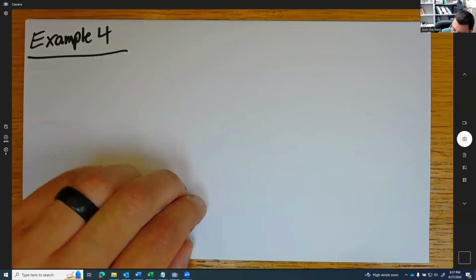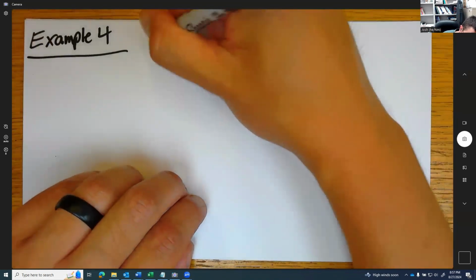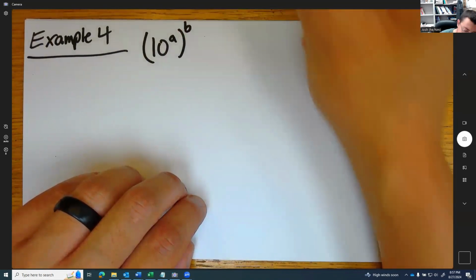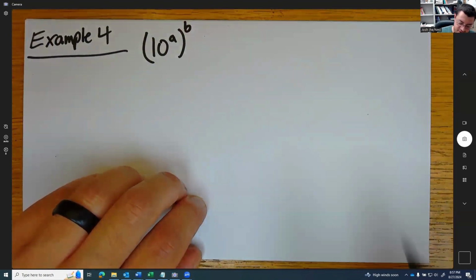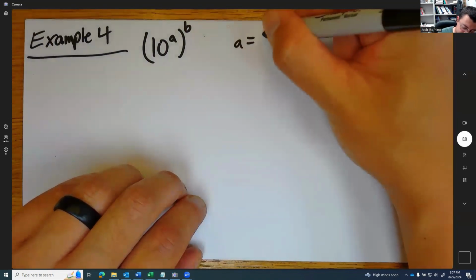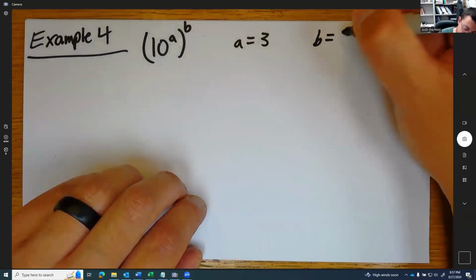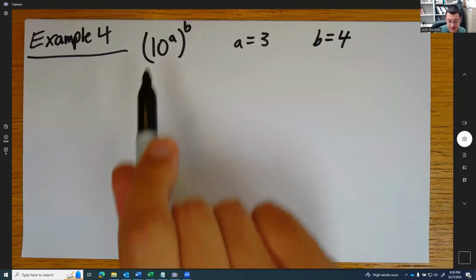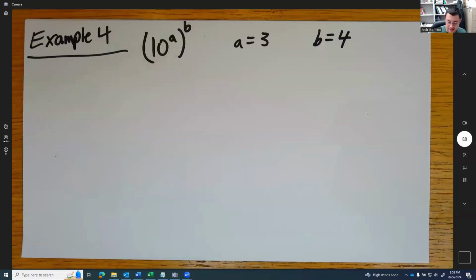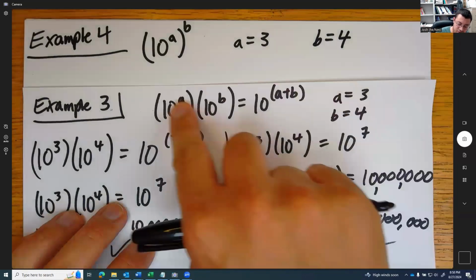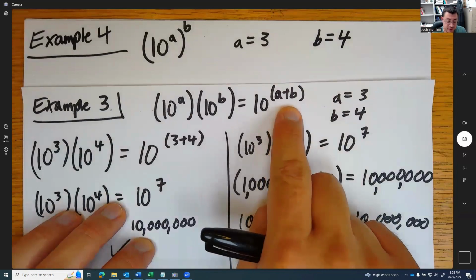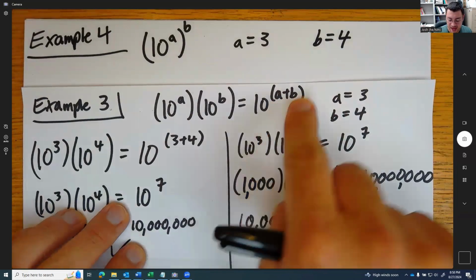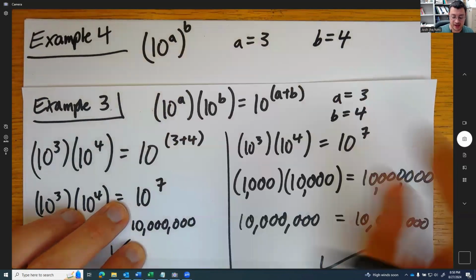Okay, example 4. It may look like a similar problem, but it is different. We have 10 to the a power to the power of b. We're going to use a equals 3 and b equals 4 again. But hopefully you can see, this is something different than what we were doing here. We're not going to get the same result. We're not going to get 10 to the 7th power. We should be getting something different. Here we added a and b. Here we're multiplying a and b.